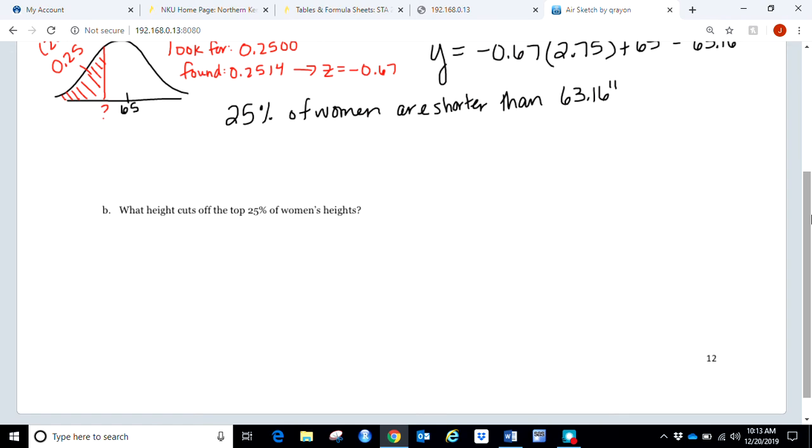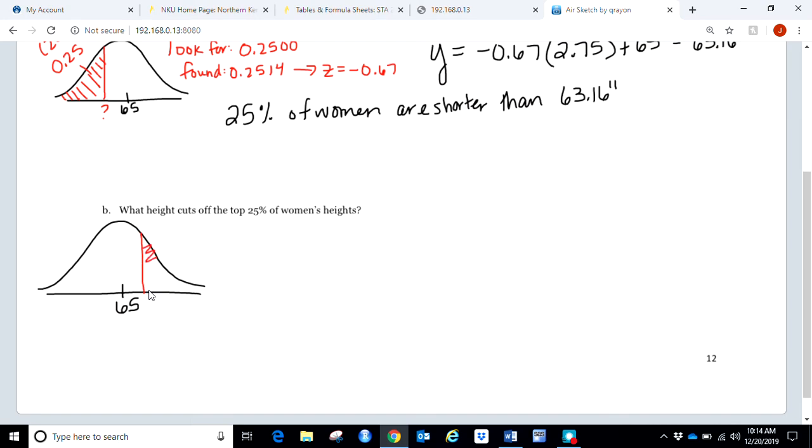What height cuts off the top 25% of women's heights? Well, how is that different than what we were asked for in part A? Well, this time it specifically says the top 25%. So this would be like our tallest 25% of women. Half, or 50%, of women are taller than 65 inches. So to be that top 25%, I'm going to be shifted over this way.